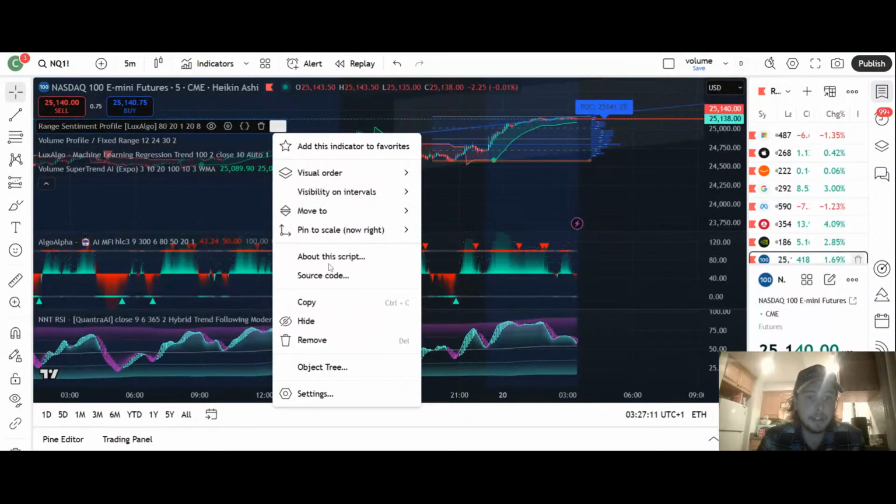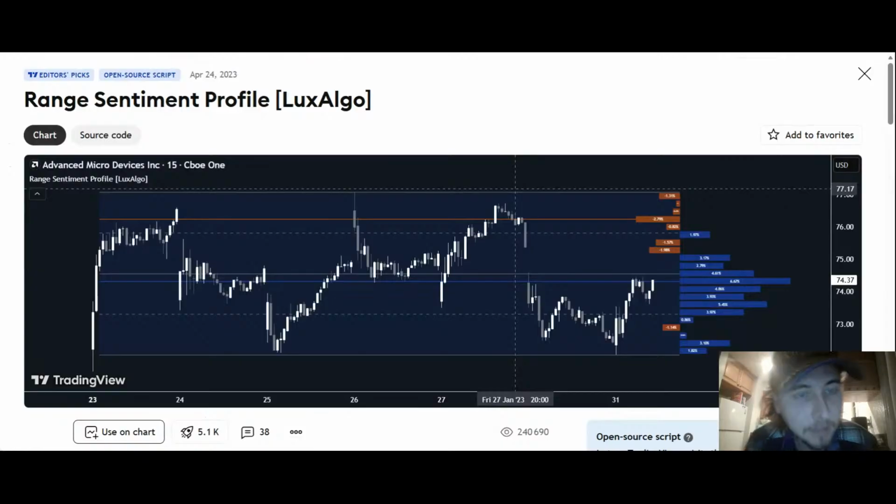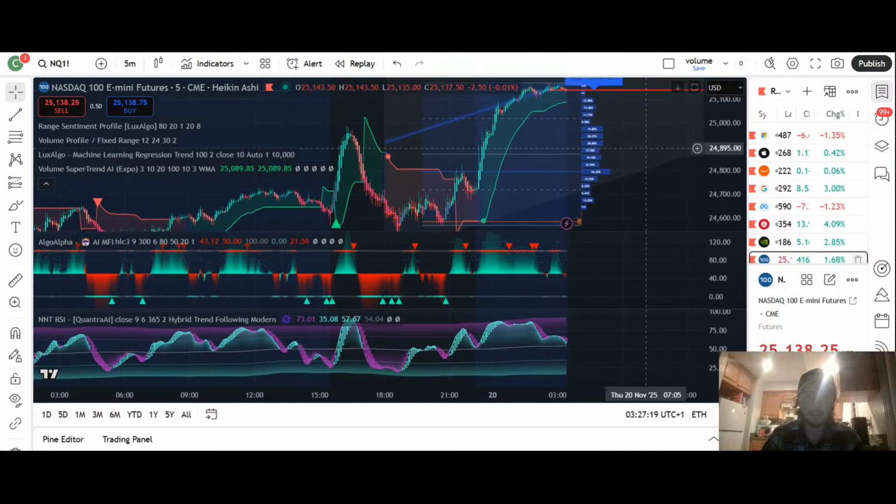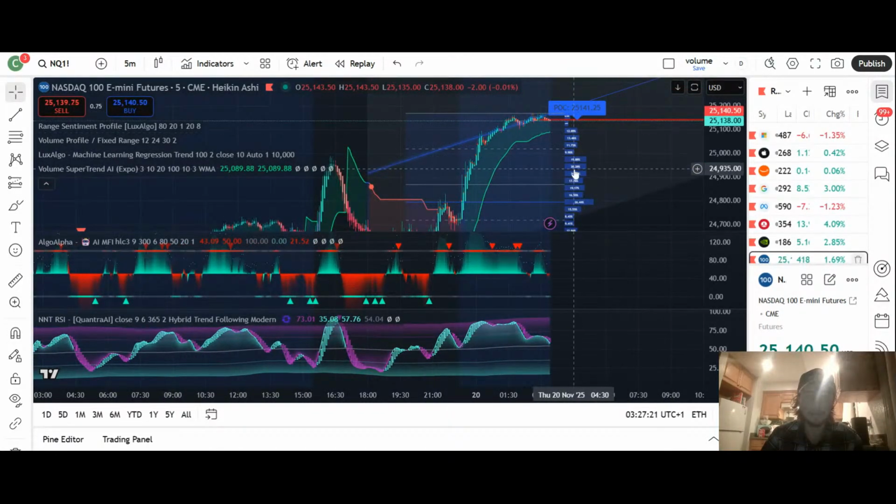And then this range sentiment profile, also very, very good. This is this entire thing. If we zoom in, we kind of see what it truly is about. And this helps with these kind of things that are going to rebound or drop. This helps us see what the range is. It more likely wants to come up here because that's where all the volume comes from.